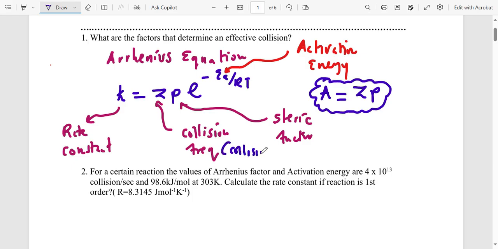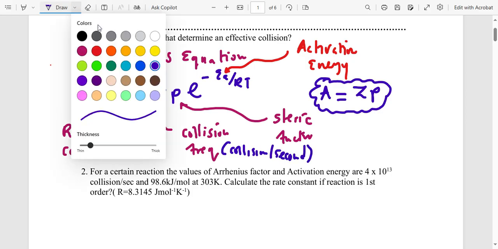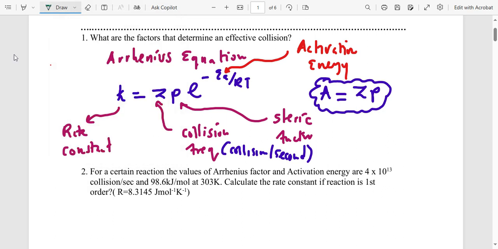Collisions per second. Now, a reaction won't happen if the molecules that are supposed to react are not colliding. The only thing that is going to cause the reaction to happen is that the molecules should be able to collide. That is why we increase the concentration, because when you increase the concentration, it increases the chances that molecules are going to collide.